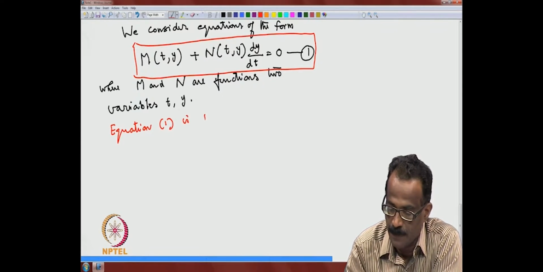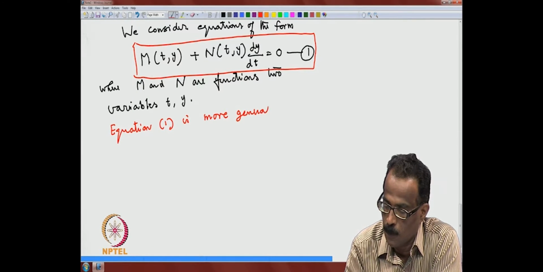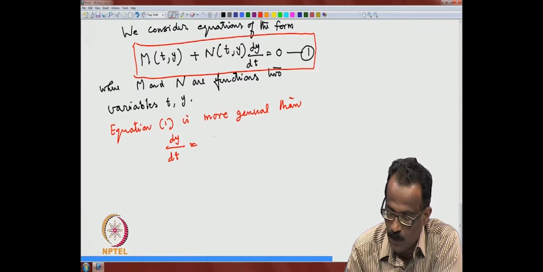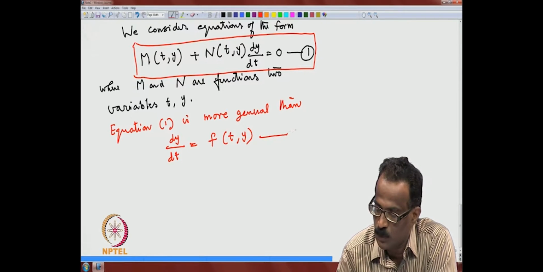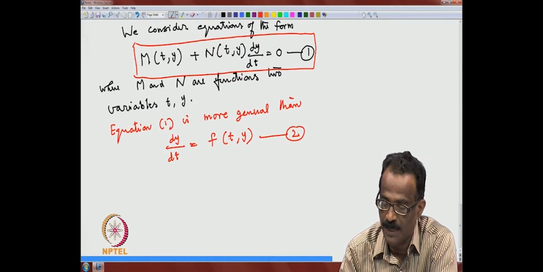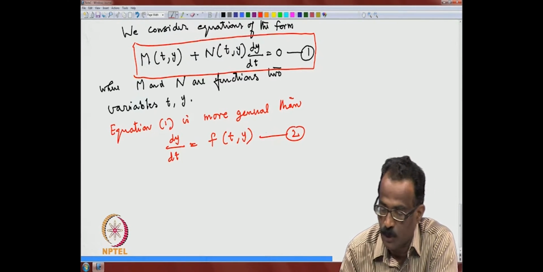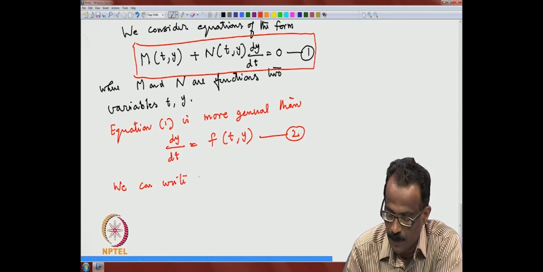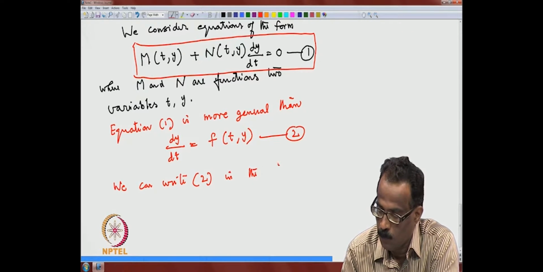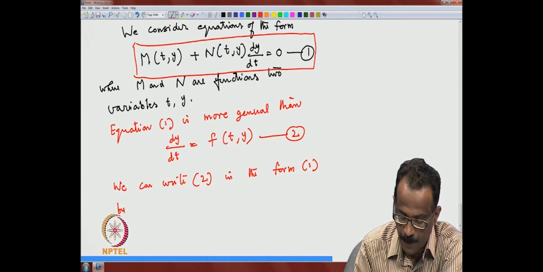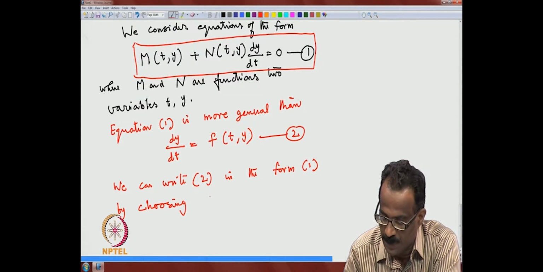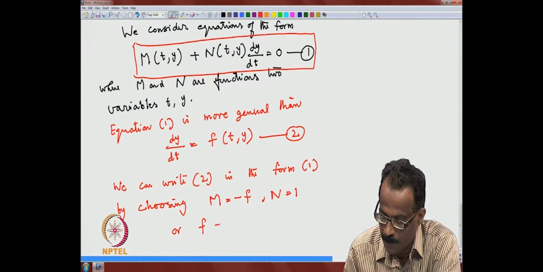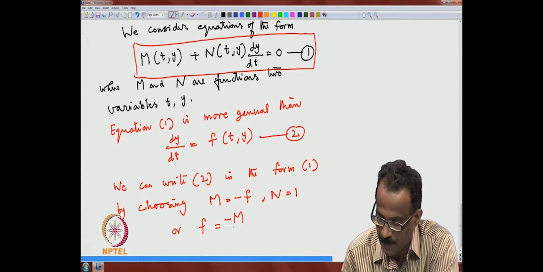This equation 1 is more general than dy by dt equal to f(t,y). Let me call this equation 2. Why is it more general? You can always write equation 2 in the form of 1 by choosing M equal to minus f and N equal to 1, or f equal to minus M by N.